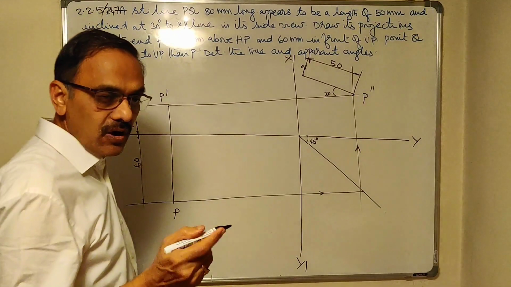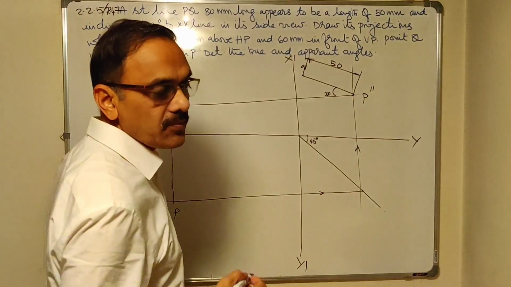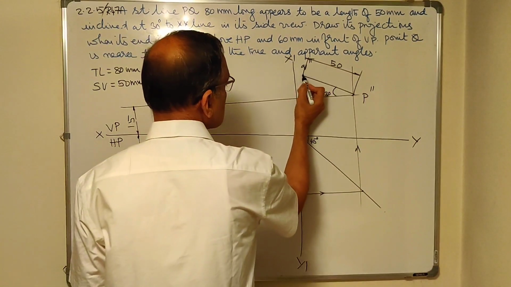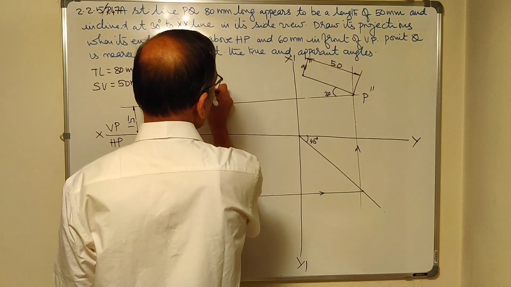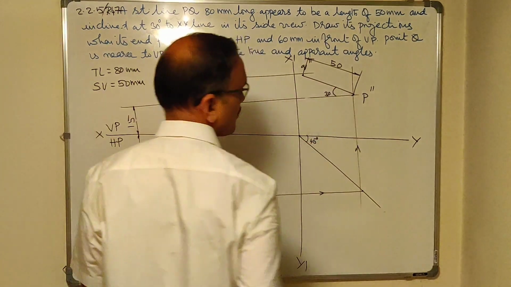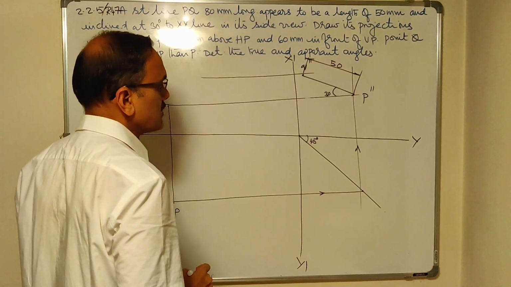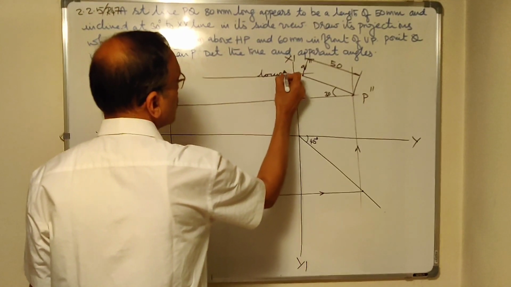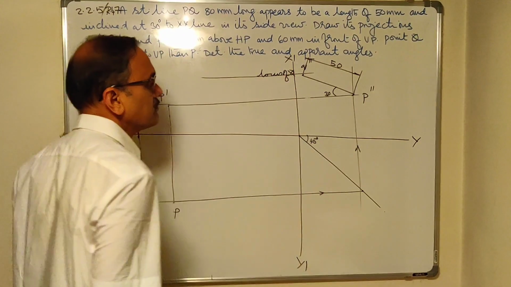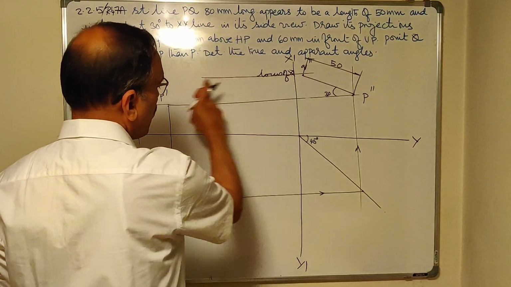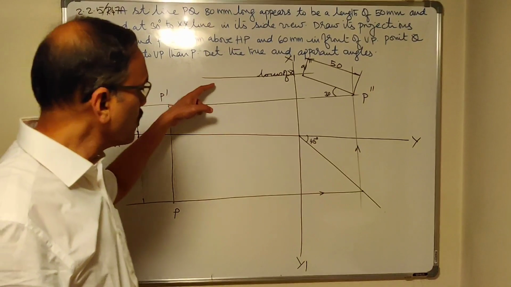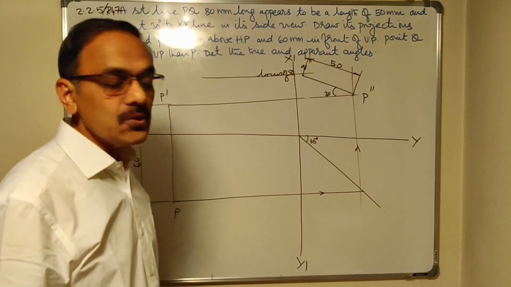If you have closely watched in the problem that you have done for the profile view, Q double dash and Q dash will lie along the same line which is parallel to the XY line. That you must have observed. In other words, this is the locus of Q in the front view. The point Q dash should lie on this. So I could get the locus of Q in the front view.